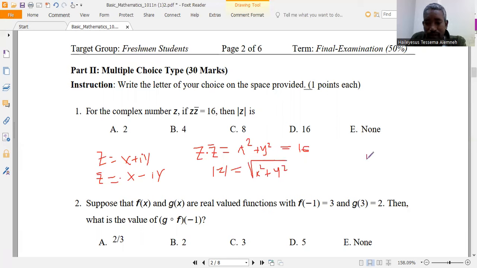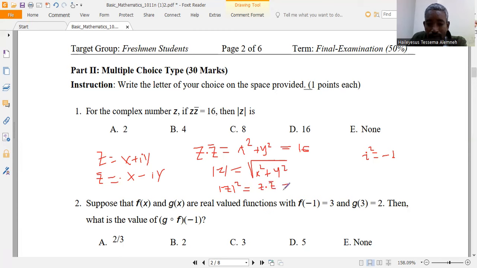Clearly, in a complex number, we know that i squared is equal to negative 1. So from these two results, z times z conjugate is equal to x squared plus y squared, which is given, and the modulus of z is equal to the square root of x squared plus y squared. Therefore, the modulus of z, the whole squared, is equal to z times z conjugate.